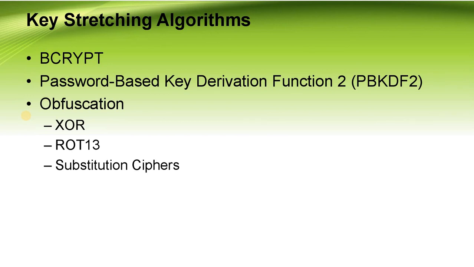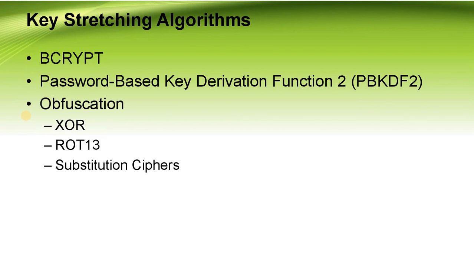bcrypt is a key stretching mechanism that uses the Blowfish cipher and salting and adds an adaptive function to increase the number of iterations. The result is the same as other key stretching mechanisms, but when attempting to brute force the functions, the millions of attempts make it computationally unfeasible.